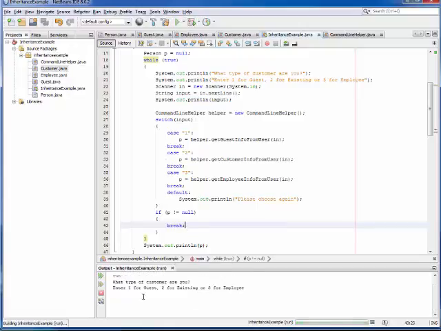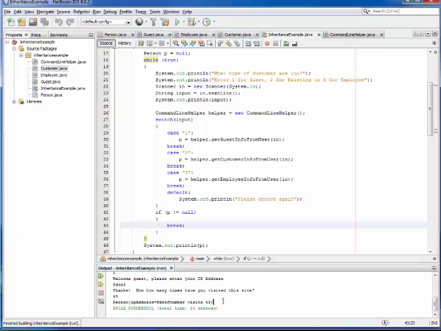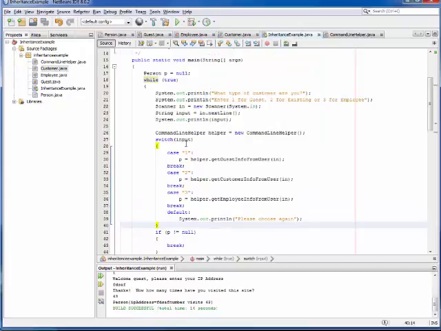So run. What type of user am I? I'm garbage user. Oh, please choose again. What type of customer are you? I'm a guest. IP address, number of times I visited, and then my application closes because I get it and I close out. So that's a good little loop I have going on right here.